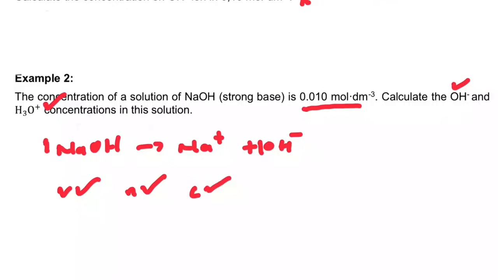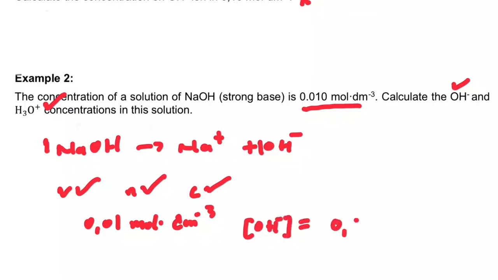So what is the concentration of NaOH? The concentration of NaOH is 0.01 moles per decimeter cube. So the concentration of OH- should also be equal to 0.01 moles per decimeter cube, right? So we have the concentration of OH-, but using this concentration of OH-, can we find the concentration of H3O+? Yes, we can, using the auto-ionization of water.